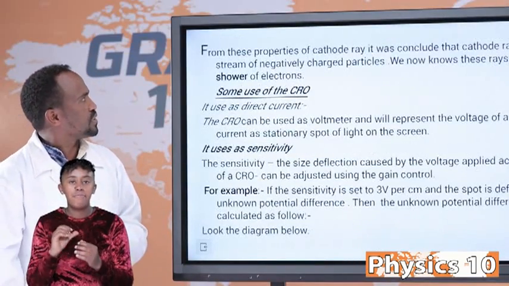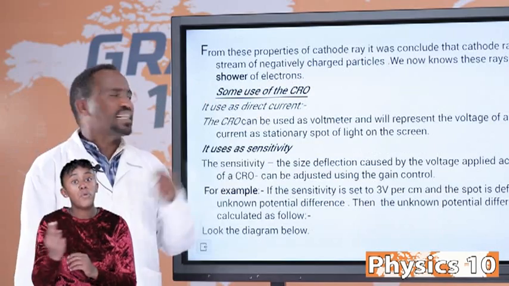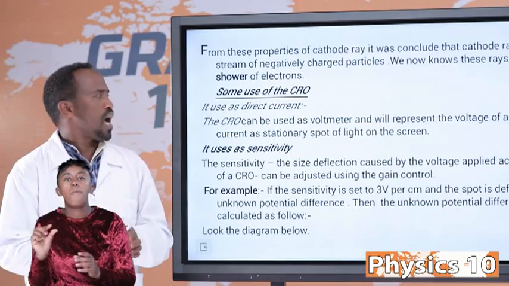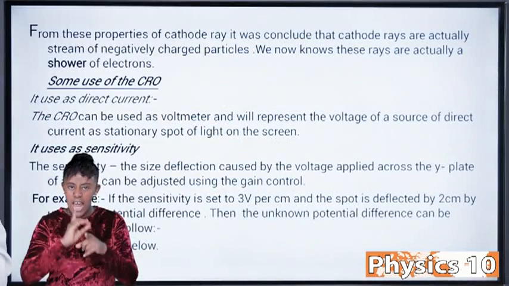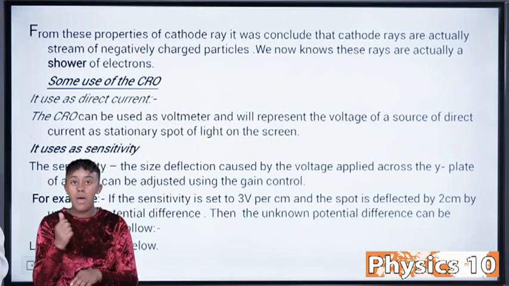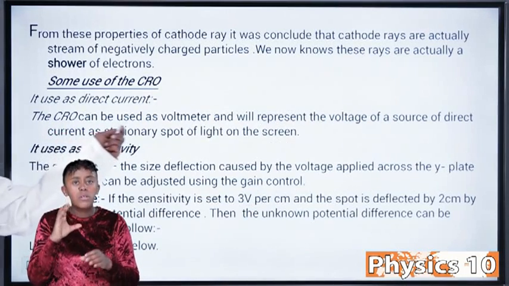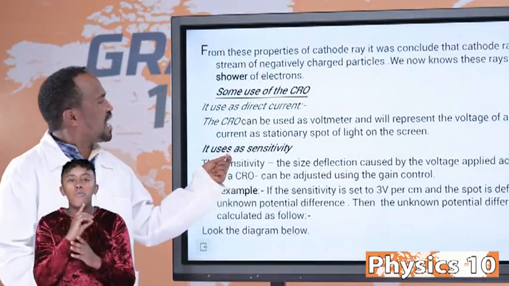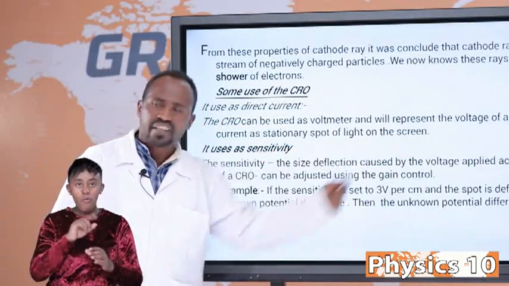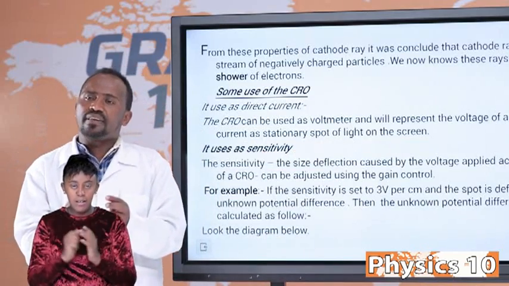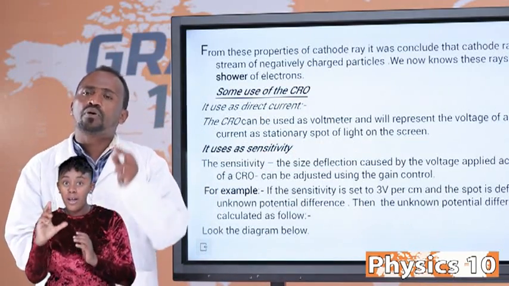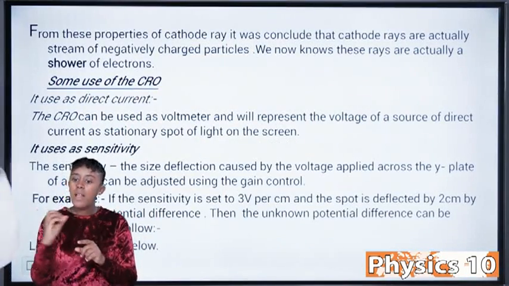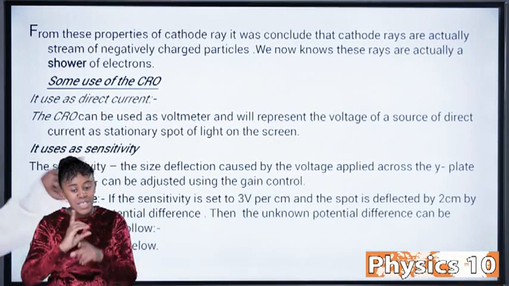Let us jump to the other topics. Some uses of cathode rays. Let us see some uses of cathode rays. Cathode rays have some important uses. Among these, it is used as a direct current measurement. We use the cathode ray oscilloscope as a voltmeter, and we represent the voltage of the source of direct current as a stationary spot of light on the screen. When the beam passing through falls on the fluorescent screen, we get a light. Therefore, the cathode ray oscilloscope is used for direct current.